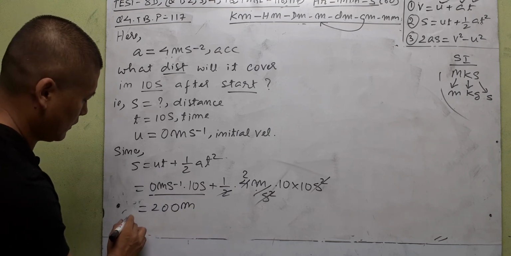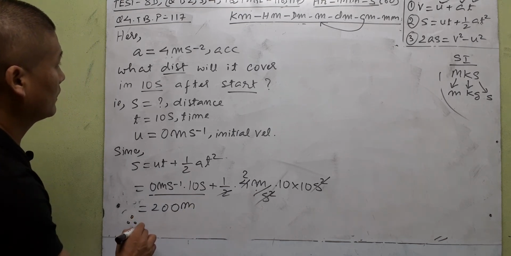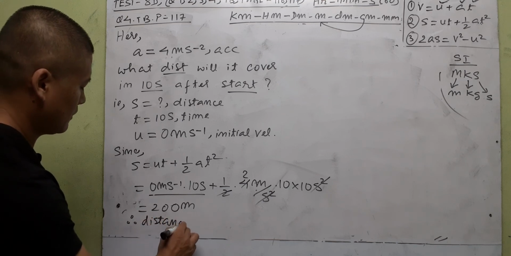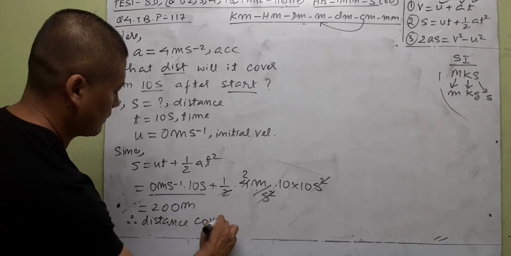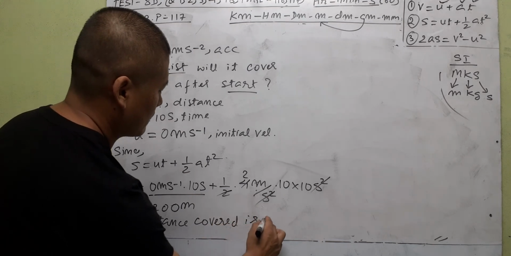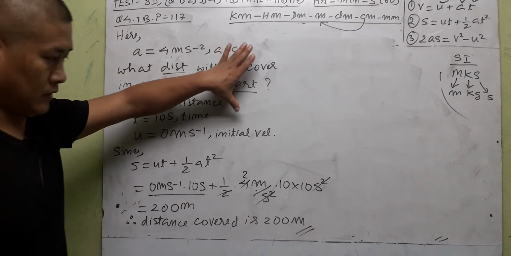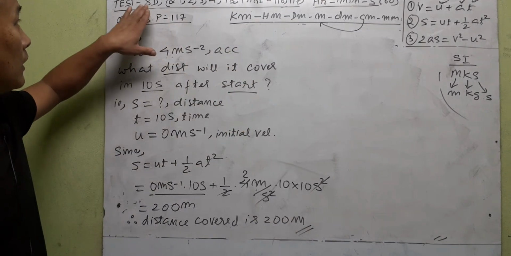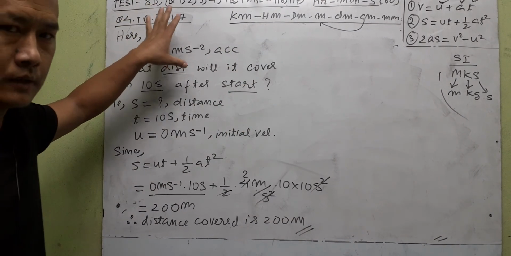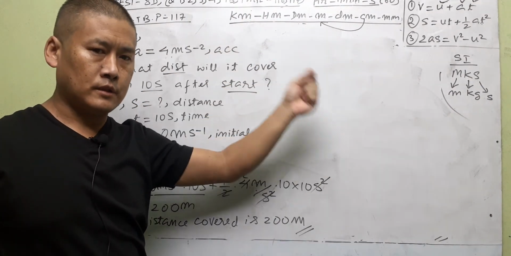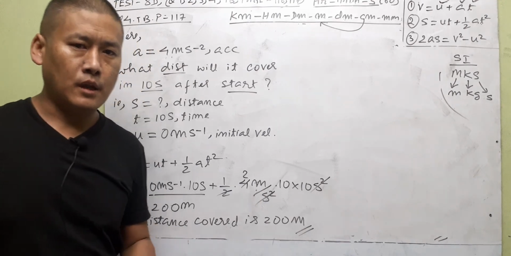So we can write here, therefore, what distance will it cover? So we'll just write the final answer. Distance covered is 200 meter. Okay, now this is the last question completed. You can now go and appear this test 8D. It's quite simple, okay? If you see, then the questions are identical, only there will be a slight change in the number, okay?